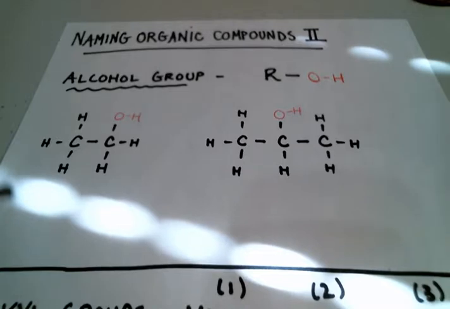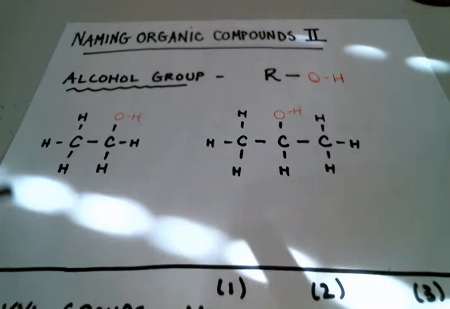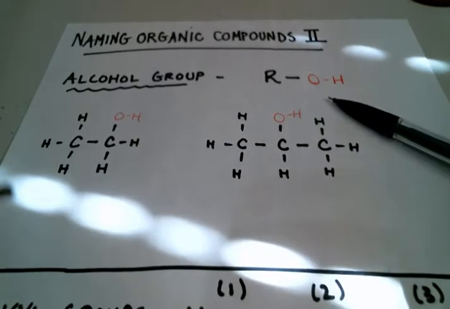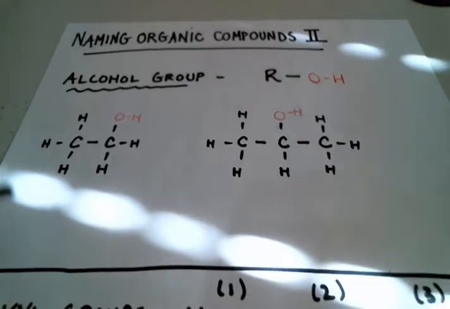Now, if you noticed from our first video on naming alkanes and such last week, I said that there are many other functional groups, like double bonds and triple bonds or other atoms that can be added to organic molecules, and they can have a pretty massive effect on what that molecule does. And here's one really solid example of that, which is the alcohol group.